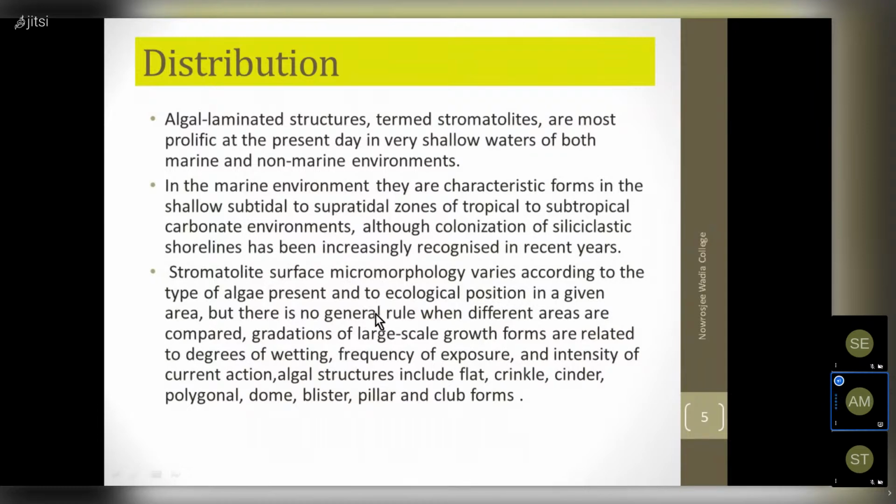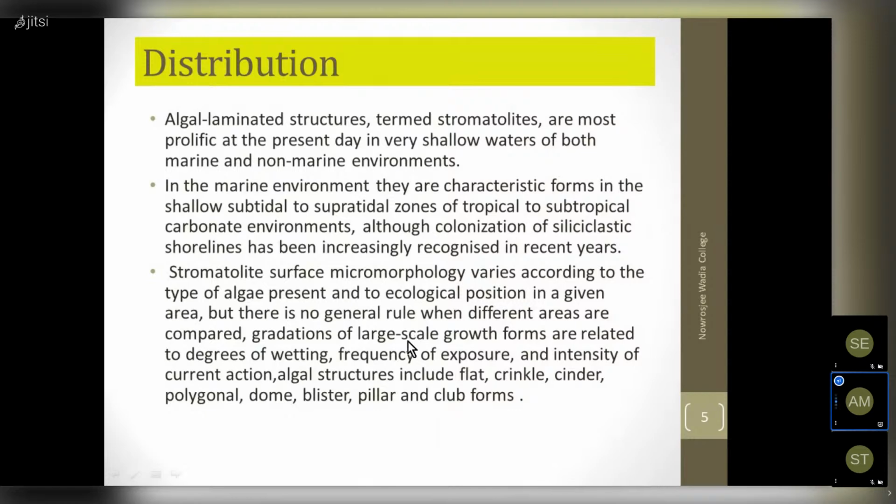And that by itself means that there will be a difference in the degree of wetting, frequency of exposure, and intensity of current actions. And by this effect, a variation in stromatolite surface micromorphology occurs, so that we say there is no general rule for the gradation.